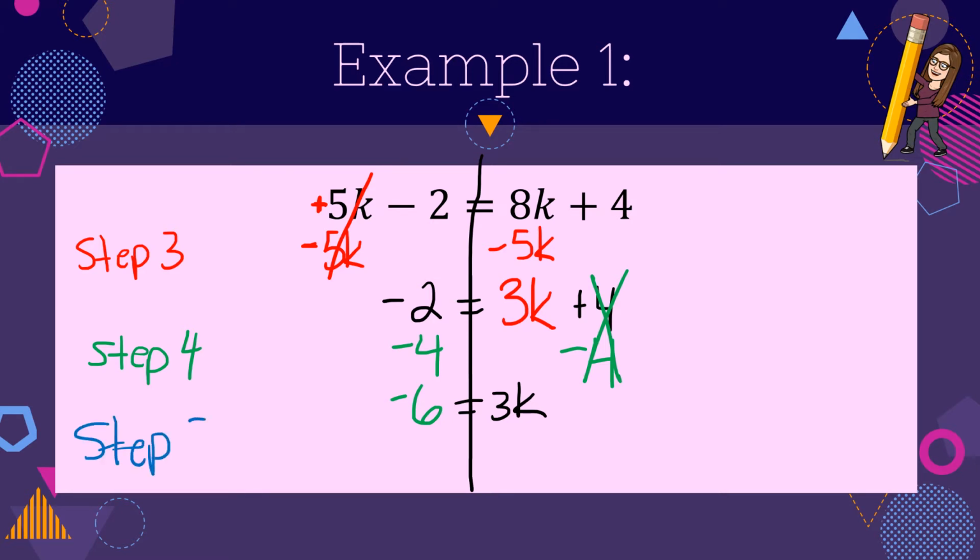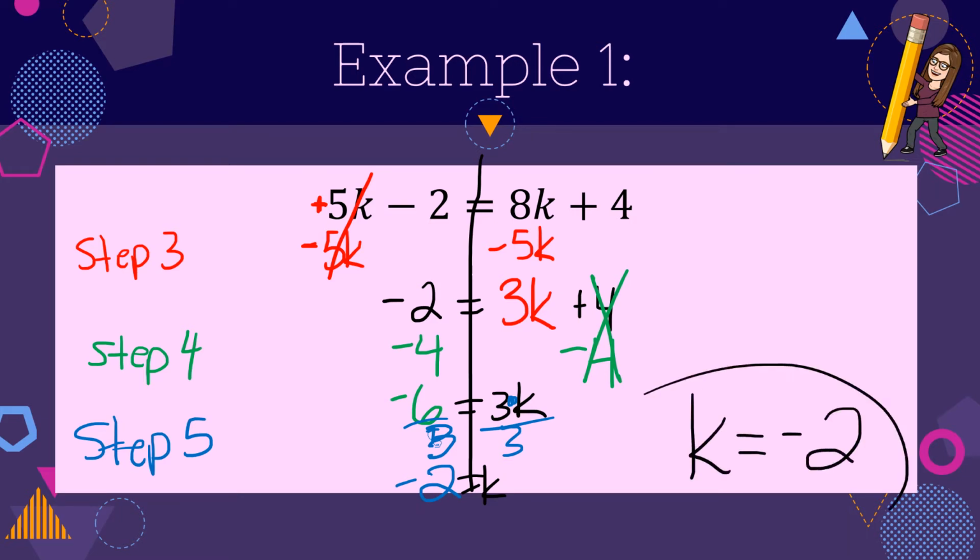Step 5 is to multiply or divide. So I can see to isolate my variable, instead of times 3, we're going to divide by 3. -6 divided by 3 is -2. The equals falls down and the k falls down. Now, ideally, I would like to see the variable first and then the answer. So if you could rewrite that off to the side or below, we've got a nice clean answer.